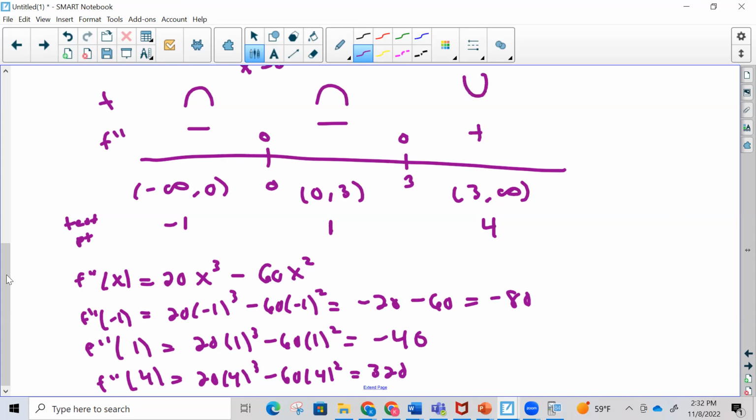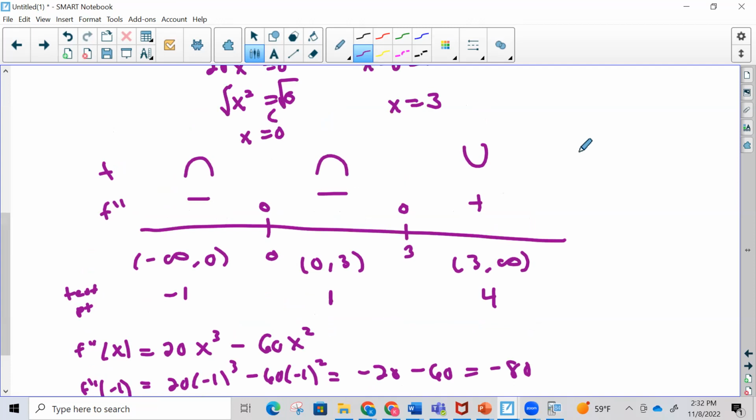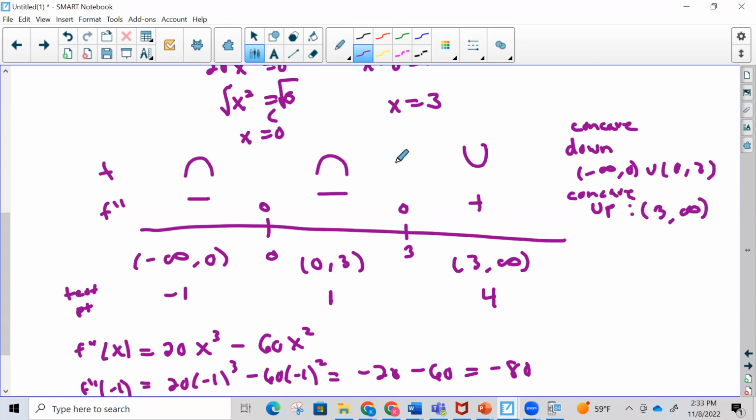Okay. So what we found is if they asked us intervals, it is concave down from negative infinity to 0 and 0 to 3. And it's concave up from 3 to infinity. Now, the only point of inflection is x equals 3. It did not change sign at 0, so that's not a point of inflection.